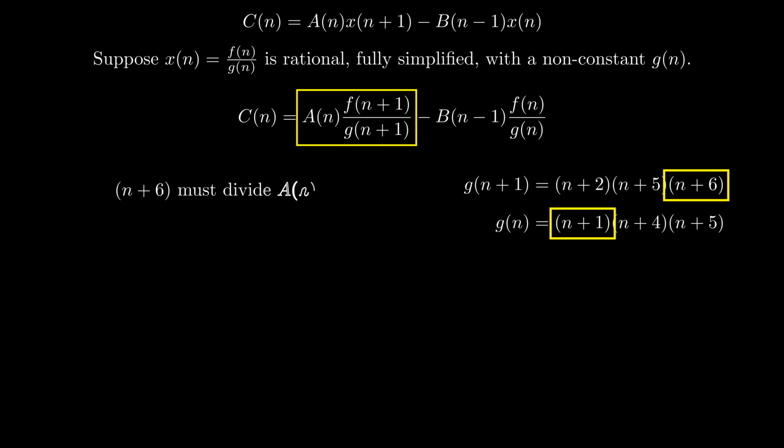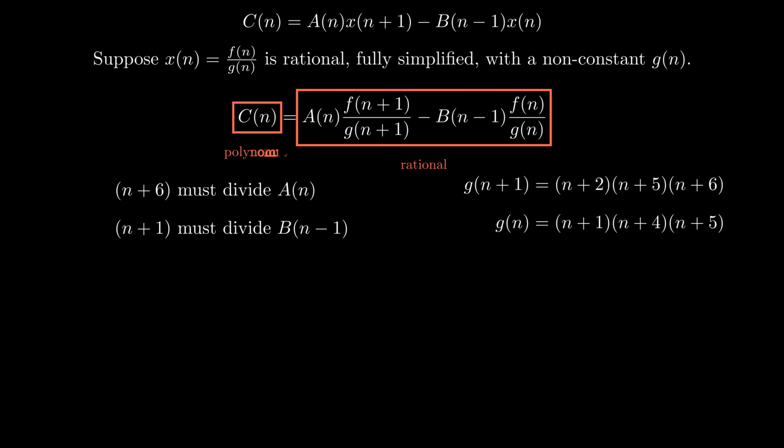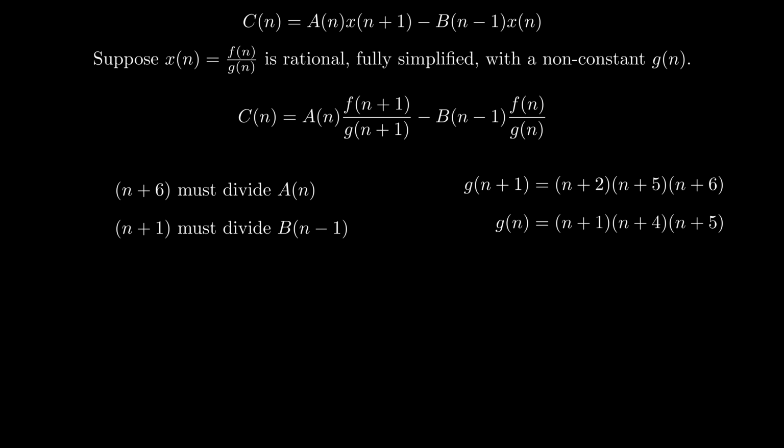And so, this highest factor in g of n plus 1 must also be in a of n to cancel out. And the lowest factor in g of n must also be in b of n minus 1 for the same reason. Otherwise, we would have a rational expression on the left side and a polynomial on the right, a contradiction. However, this results in another contradiction.